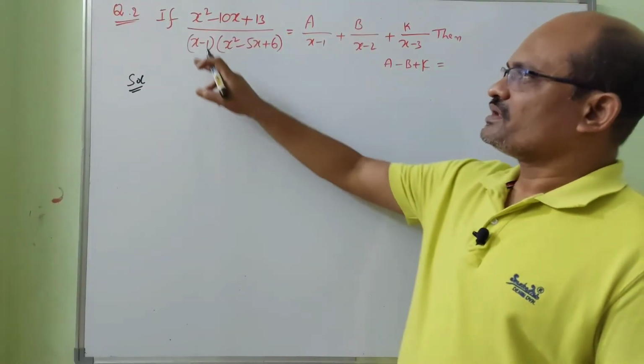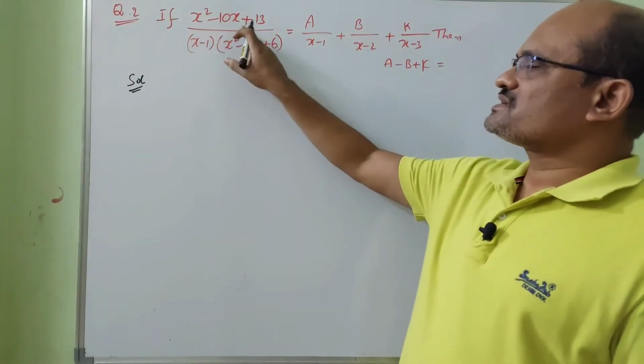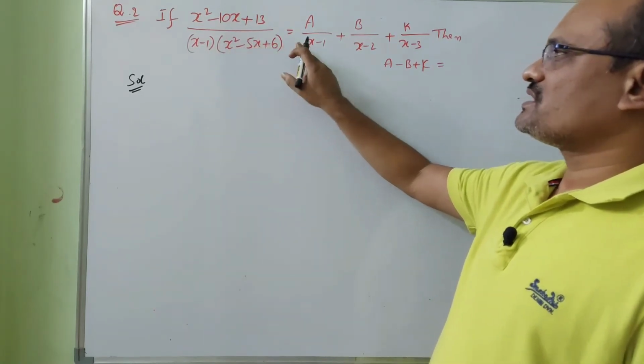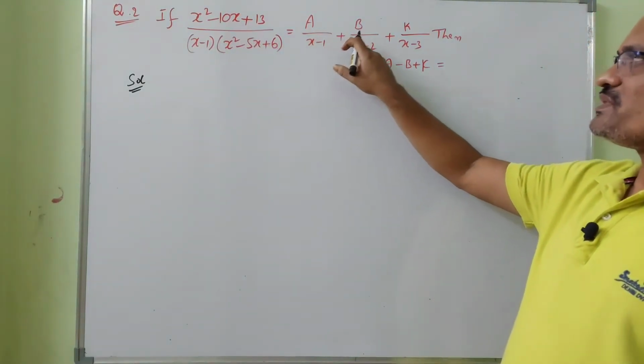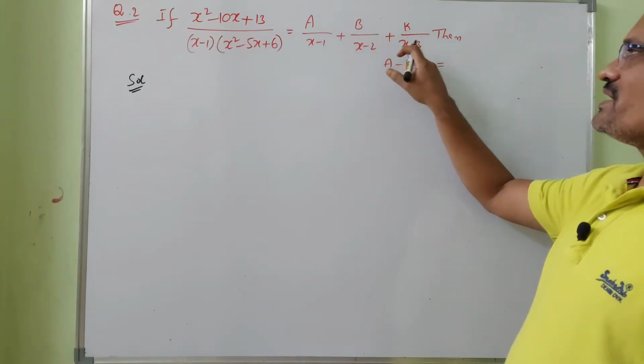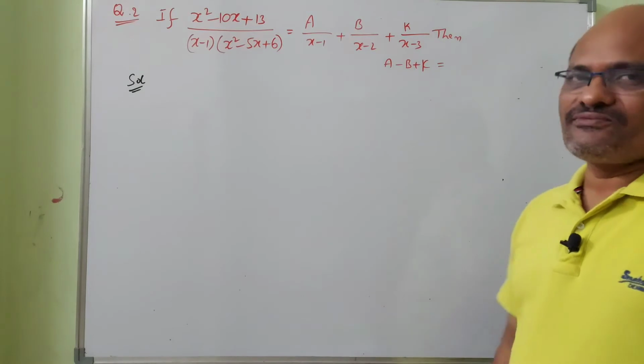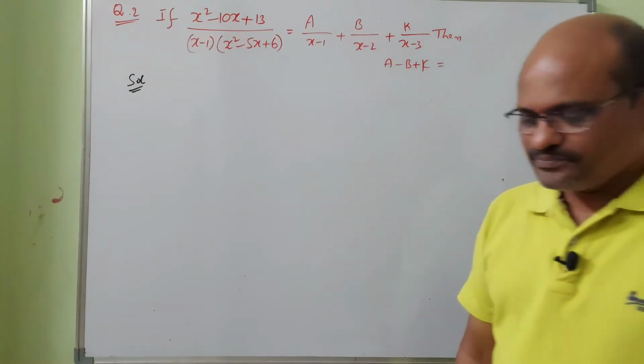Second problem. If x square minus 10x plus 13 by x minus 1 into x square minus 5x plus 6 is equal to a by x minus 1 plus b by x minus 2 plus c by x minus 3, then what is the value of a minus b plus k?